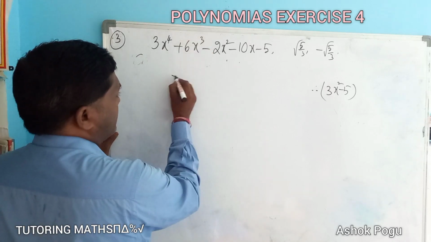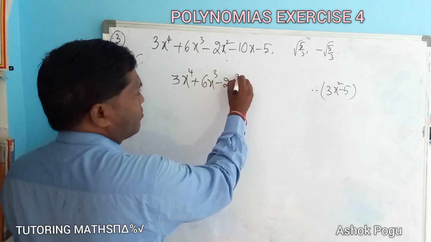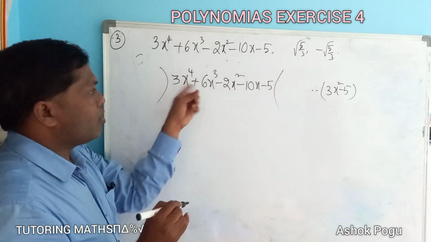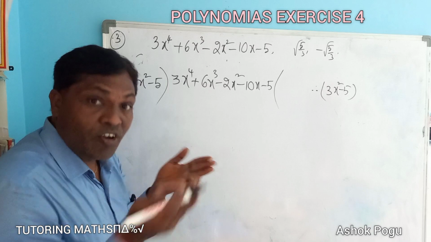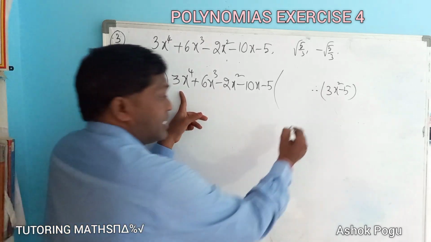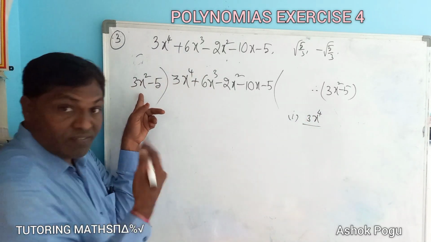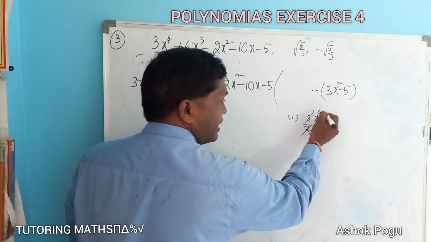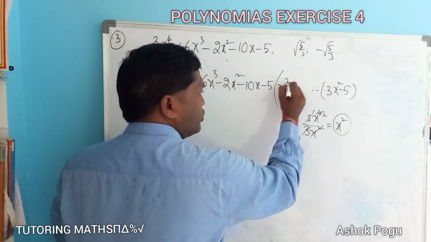This is 3x to the power of 4 plus 6x cube minus 2x square minus 10x minus 5. You divide this polynomial by 3x square minus 5. You know the procedure. Already we have discussed many questions in our previous videos. First step, the first term of the dividend, 3x power 4, by the first term of the divisor, that is 3x square. 3 gets cancelled, 2 x terms get cancelled, x square is left. So this will be the first term of the quotient.